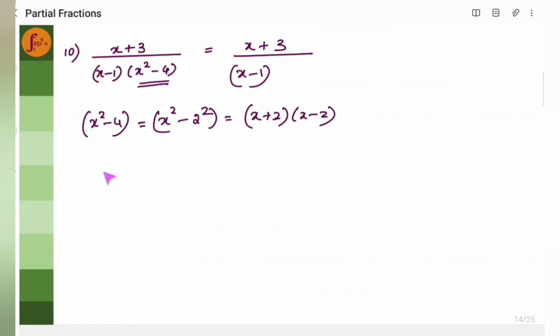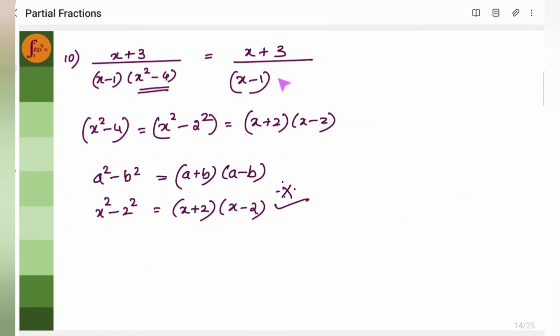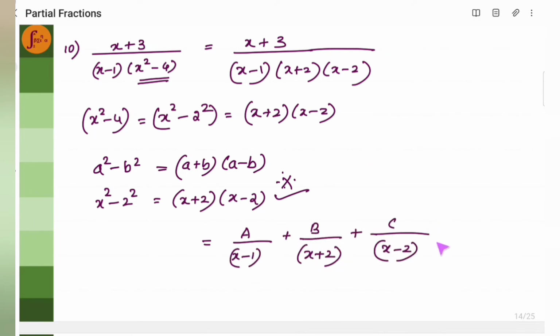You should always remember this formula. A square minus b square is a plus b into a minus b, always. So here if you have x square minus 2 square, you have to write this as x plus 2 into x minus 2. This is a very important formula used in entire mathematics. So we can split this as x plus 2 into x minus 2, right? So now we'll write this as a by x minus 1 plus b by x plus 2 plus c by x minus 2, right? And we'll copy the left hand side as is.